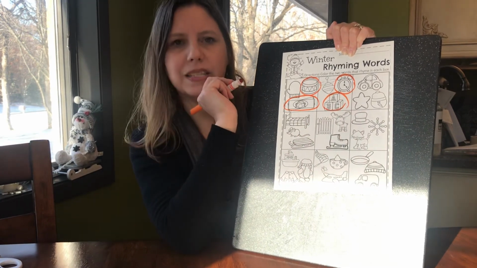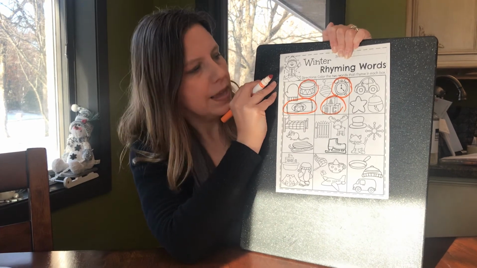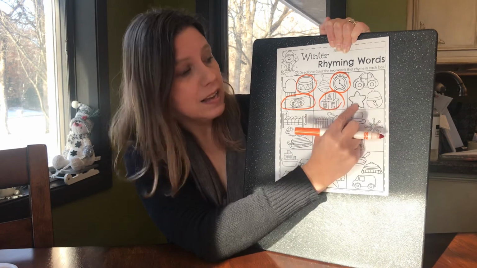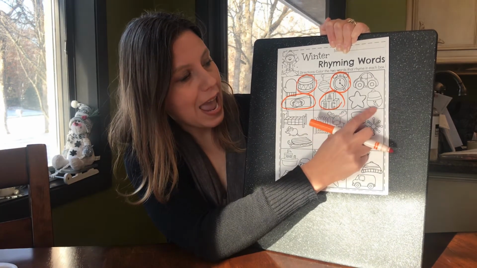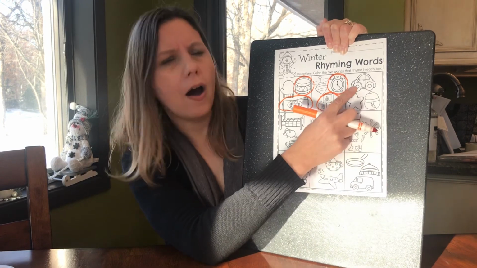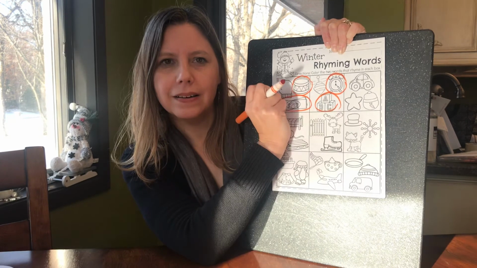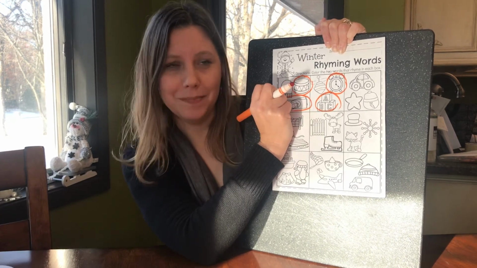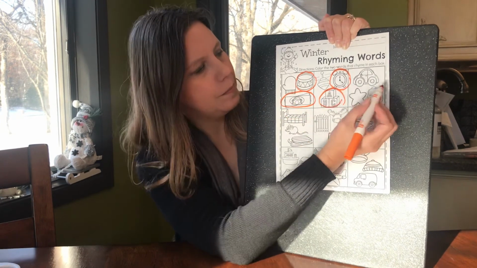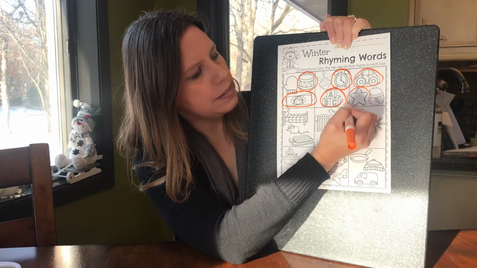Now let's do the next one together and then you can do the rest with your family at home. The last box on the top is a car, star, and snowman. Let's say them. Car, star, snowman. The two that sound the same are car and star. So go ahead and circle the car and circle the star.